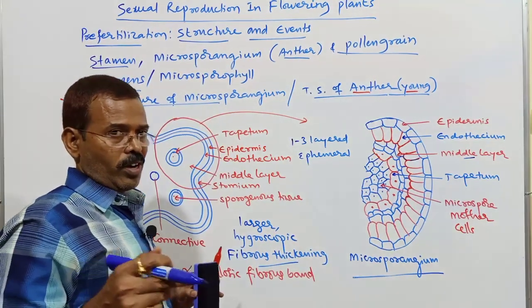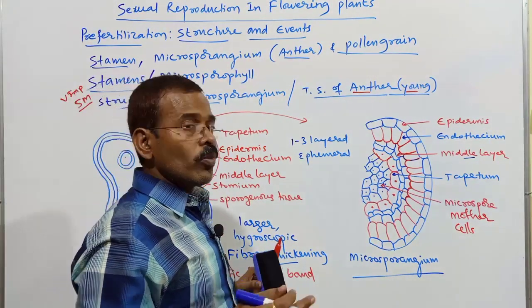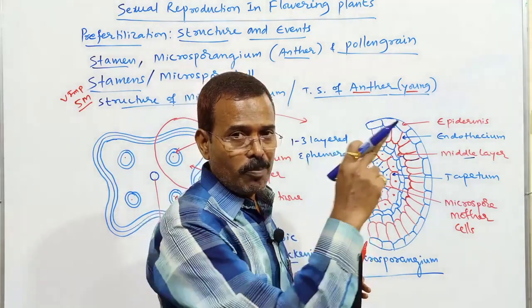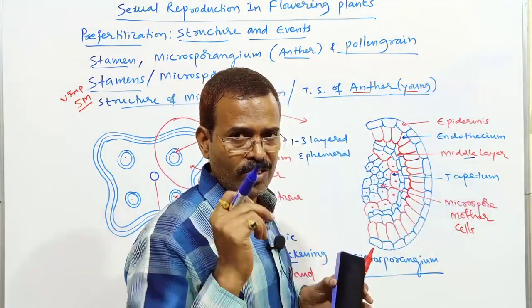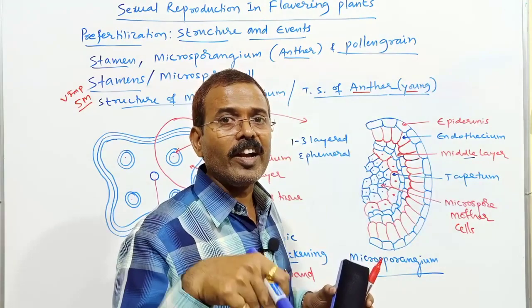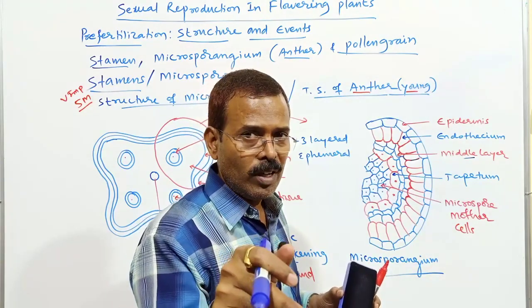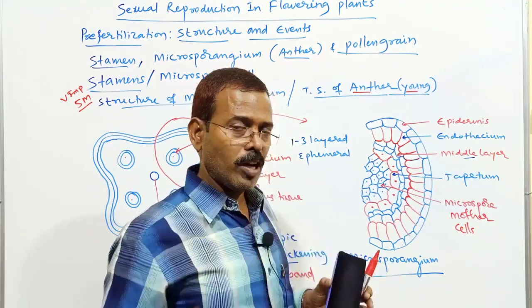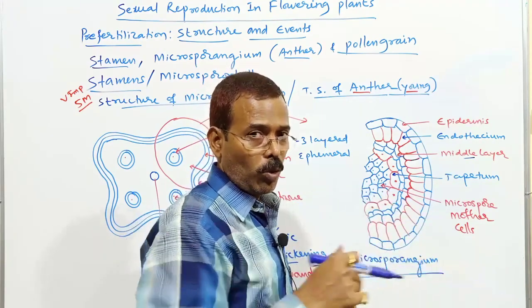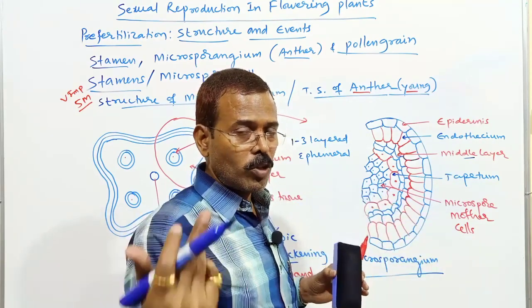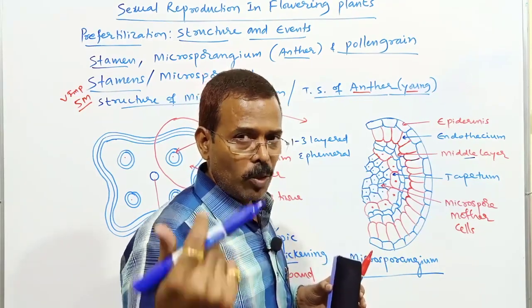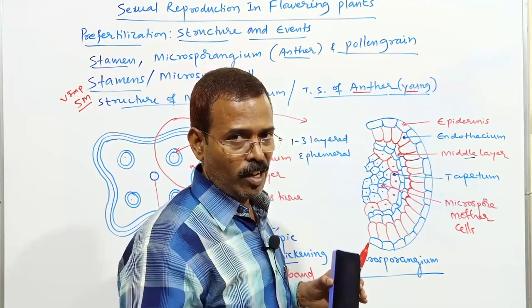So this is the third layer. Now the innermost layer. From outermost to innermost: epidermis, endothecium, middle layer, and innermost is tapetum. This question can be asked in NEET, from outermost to innermost or from innermost to outermost. So from innermost to outermost, first you have to take tapetum, middle layer, endothecium, then epidermis.